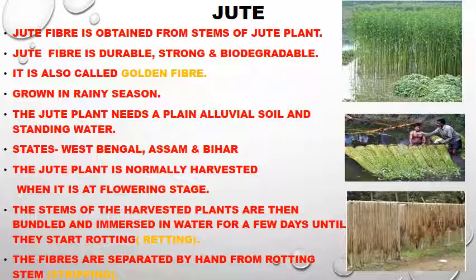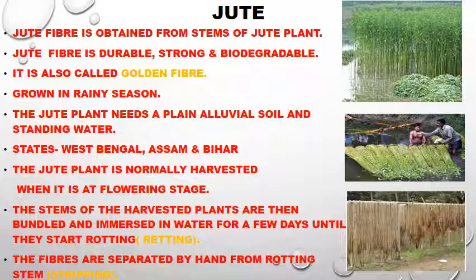In our country, jute is cultivated in West Bengal, Assam, Bihar, and also in the low-lying areas around the river Ganga and river Brahmaputra. Jute needs a plain alluvial soil and standing water.